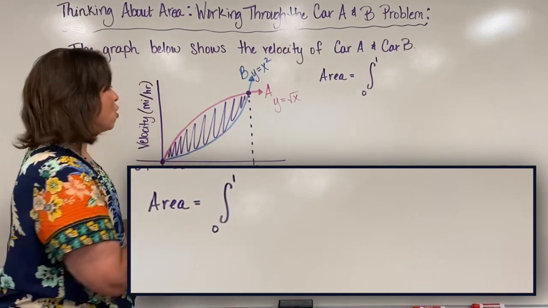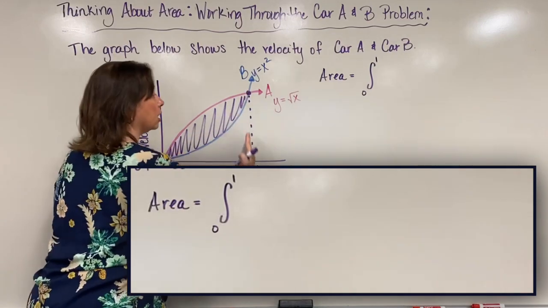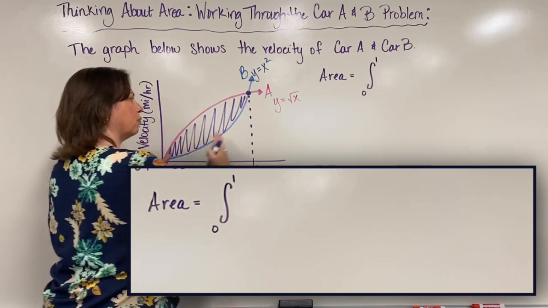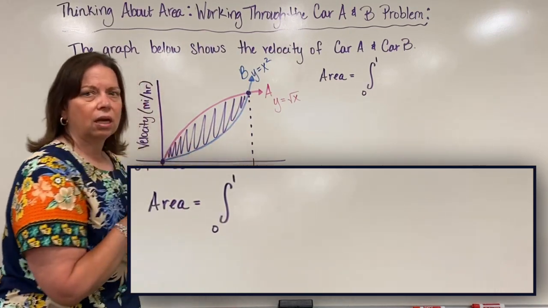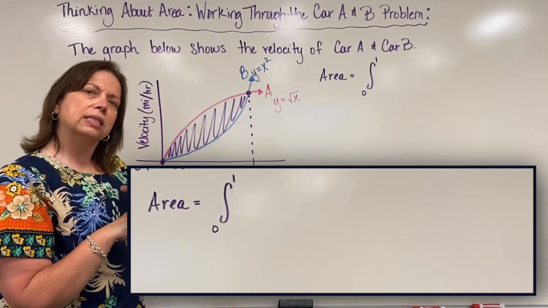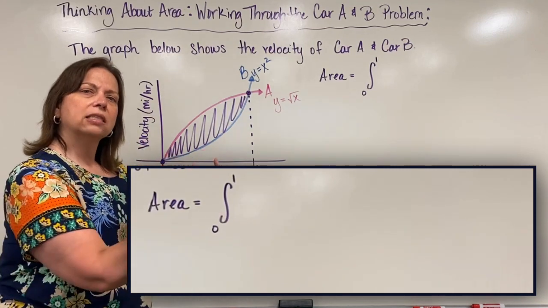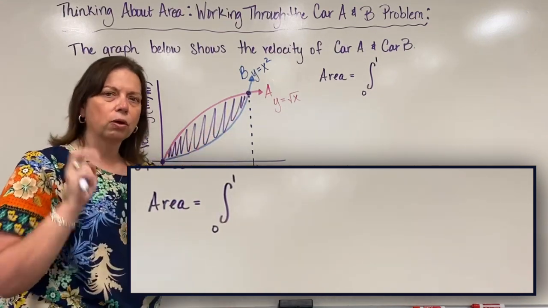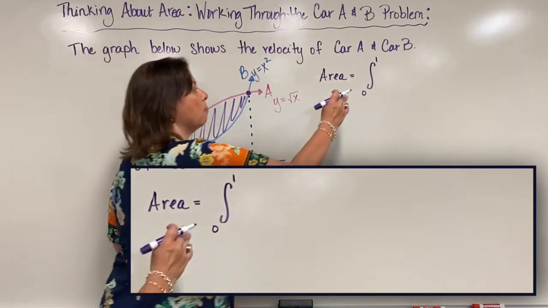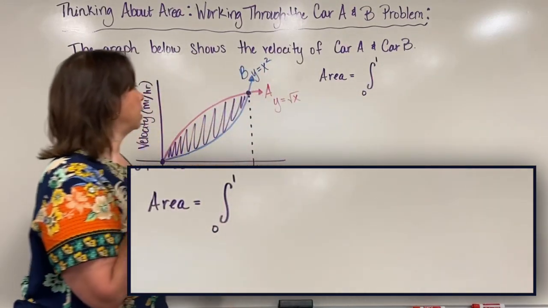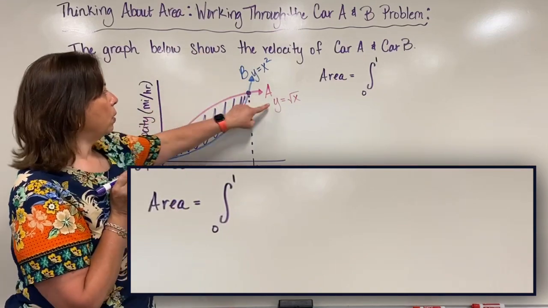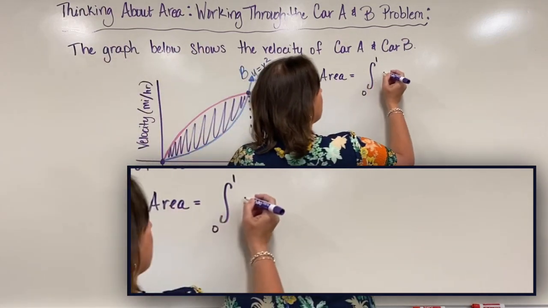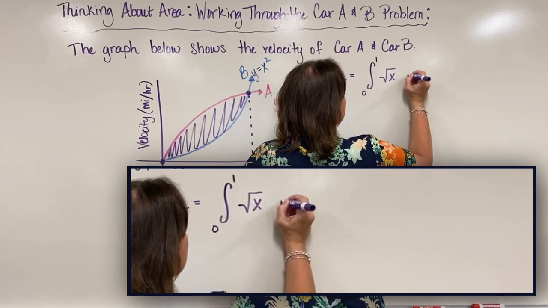Once again, we have first the big region for car A going all the way down to the x-axis, and then the smaller region for car B also going down to the x-axis. We essentially want to take the larger area and subtract off the smaller area to reveal the purple area here that's quote unquote between those two curves. So my integrand needs to start with the bigger area first, which is modeled by the function square root of x. So we start with our square root of x here, dx.